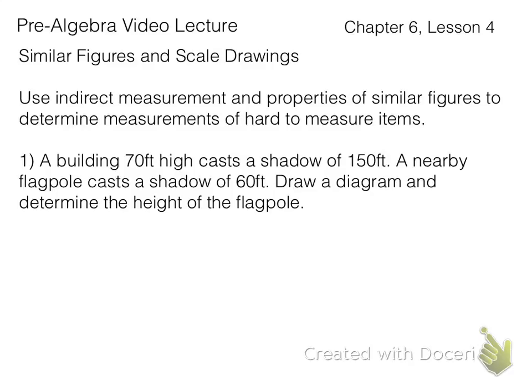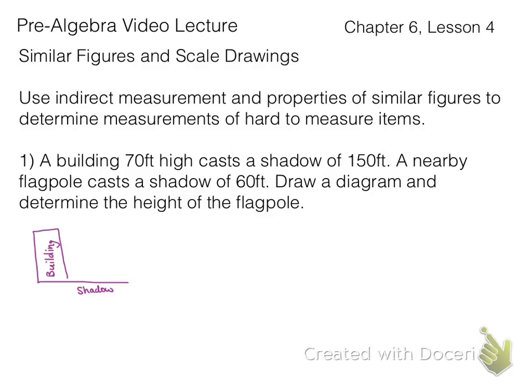The building that is 70 feet, because we know it's 70 feet high, casts a shadow of 150 feet, because we measured it. A nearby flagpole casts a shadow of 60 feet, and we're going to draw a diagram to determine the height of the flagpole using proportions.